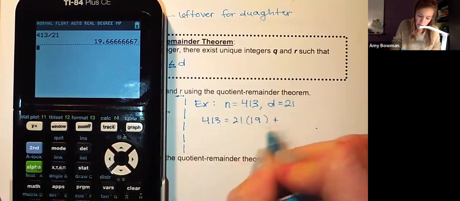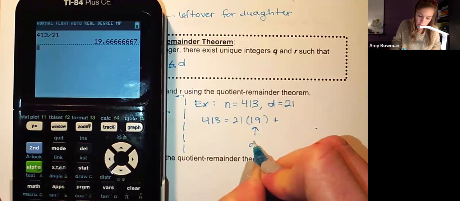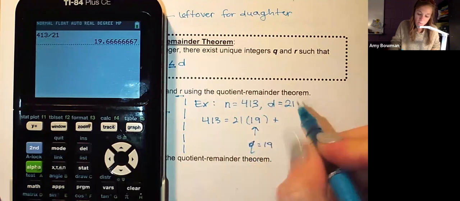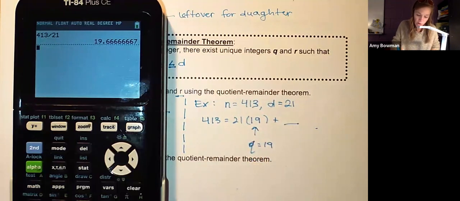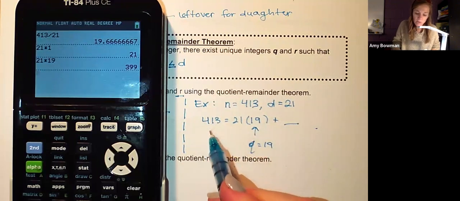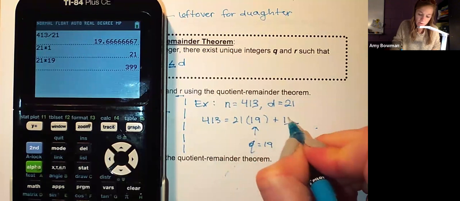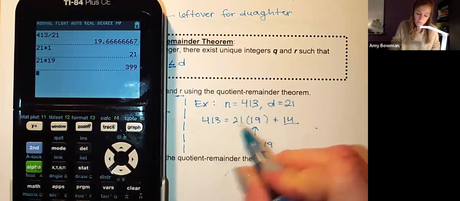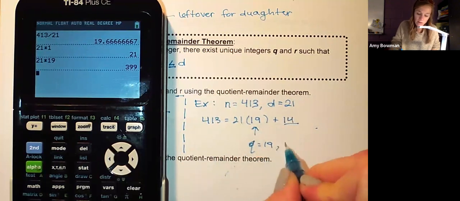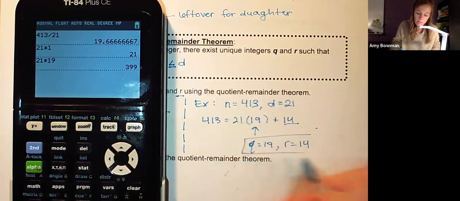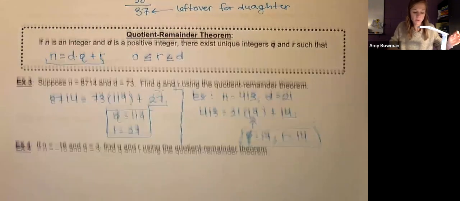And then I still need to figure out, so this is my Q. Q equals 19. What's left over? So I would just figure out what 21 times 19 is. That's 399. So then we would just do 413 minus 399 to get my remainder of 14. So the quotient Q is 19, and the remainder is 14. Okay, one more example here.